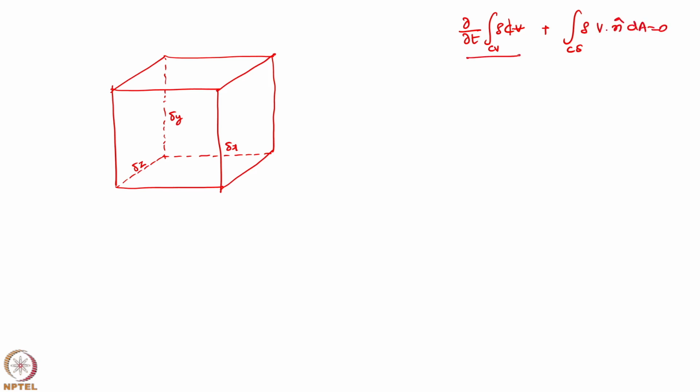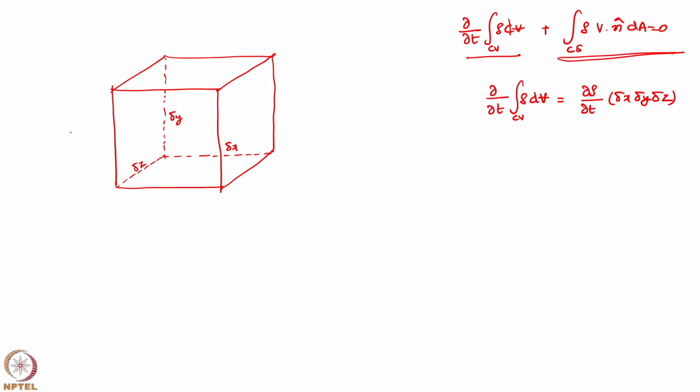The first term, ∂/∂t of rho dV, where dV for the control volume is nothing but delta x, delta y, delta z. So ∂rho/∂t into delta x, delta y, delta z is the first term. Now let us try to write what will comprise this second term, which is actually the mass flow rate: rho v dot n dA, that is rho into A into velocity, which is the mass flow rate. So how do I get that?